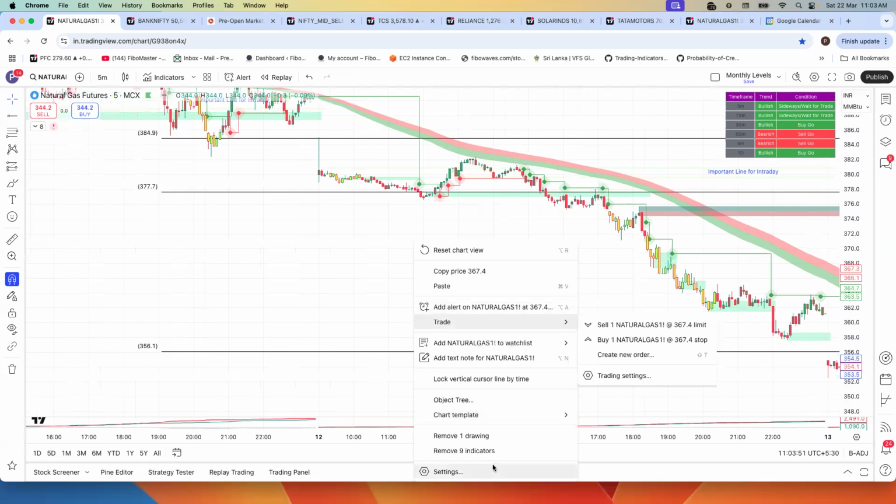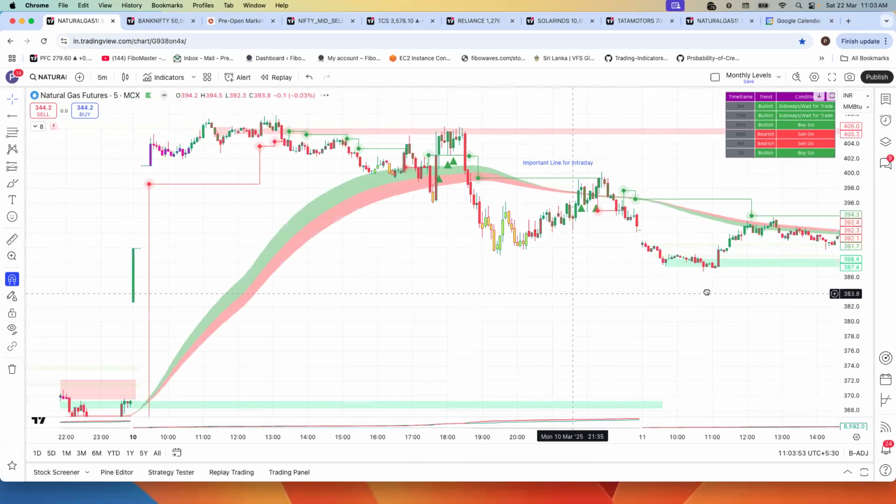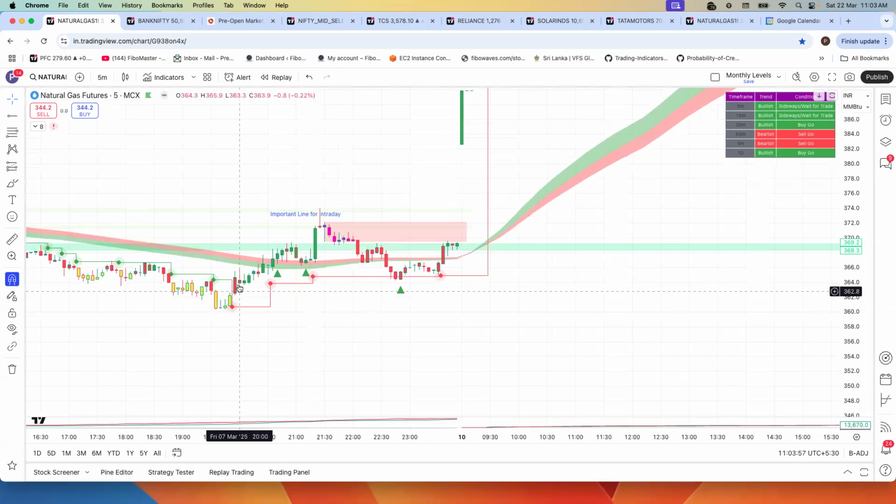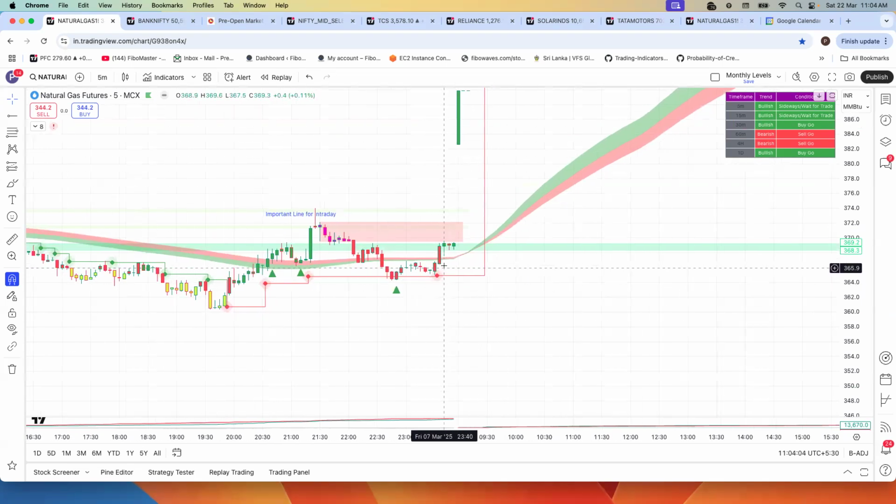Okay, so let me remove it. So here, see, this is away from the trend. First candle moves away, second candle moves away. Okay, that's all, leave it. The last one that moved away was this one. This one was the last moving-away candle.